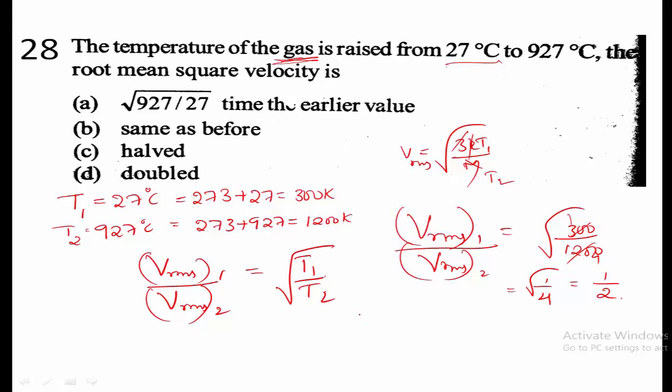So what have they asked? They asked to find the RMS velocity if the temperature is raised to 927 degrees Celsius. That is, what is the RMS velocity at 927 degrees Celsius, which you have to take as VRMS of 2. So VRMS 1 by 2 is 1 divided by 2. Now reverse this: 1 by 2 becomes 2 by 1, because I want VRMS of 2. So it is 2 times VRMS 1. So it gets doubled. Twice, since a 2 came here, so we say it is doubled. So which option is right? Option D is the correct one.